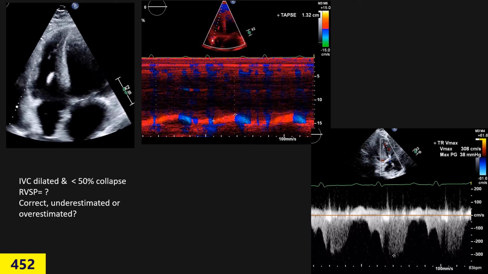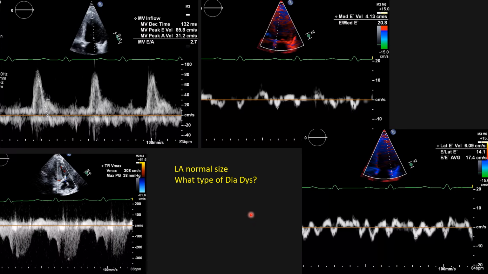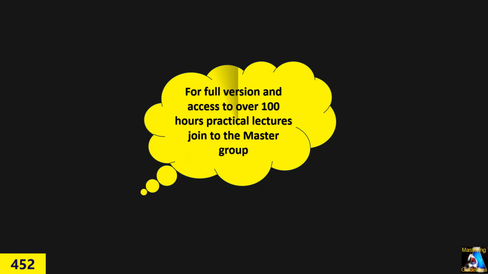Why? Here we have the hepatic evaluation. LA was normal size and other Doppler study we have here. First of all, is any of those measurements wrong or not? And second, what type of diastolic dysfunction do we have in this case? Now let's go one by one through all of them.